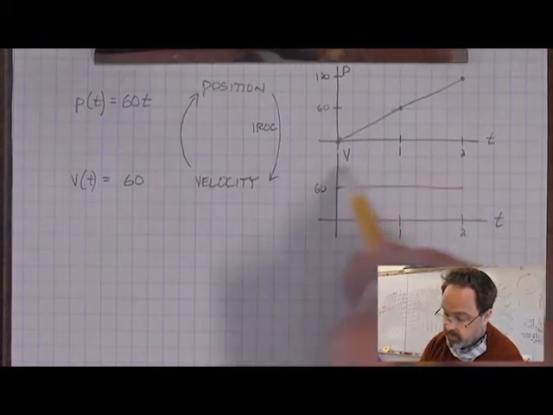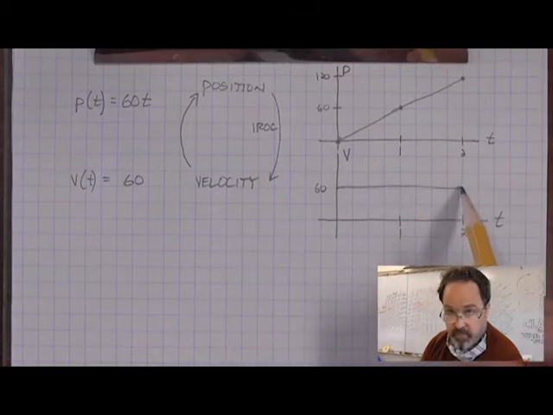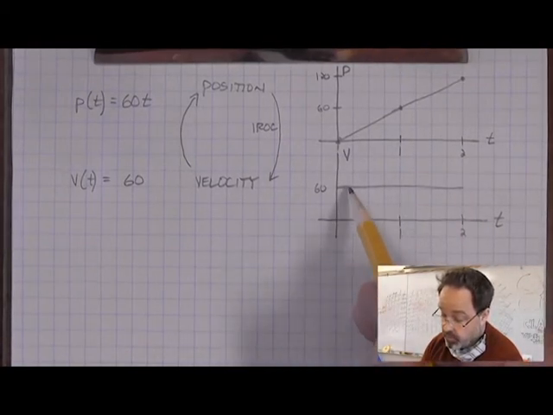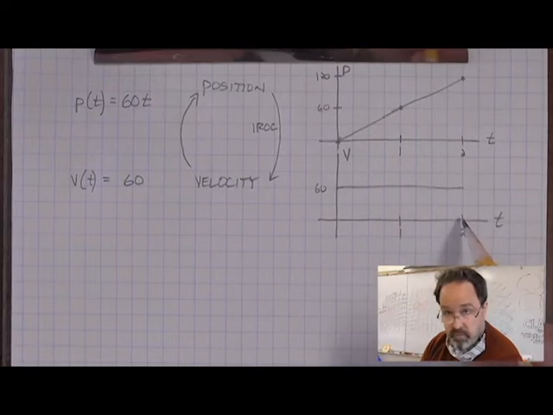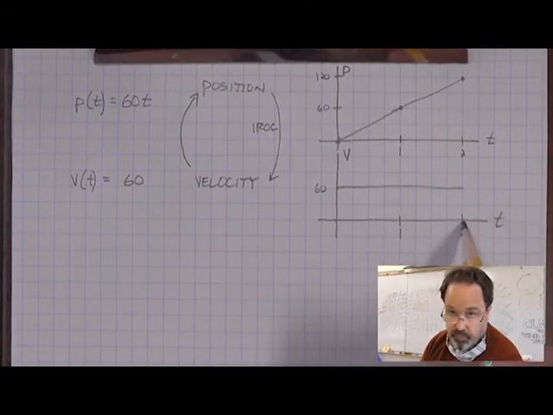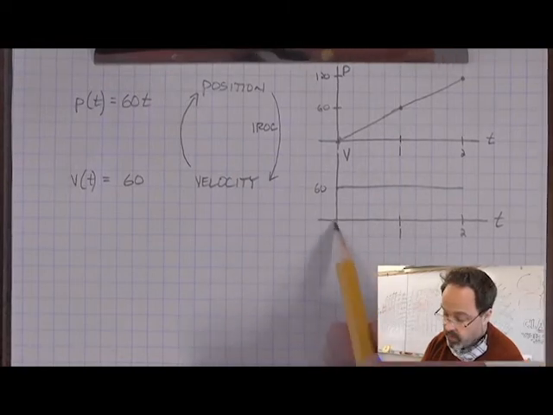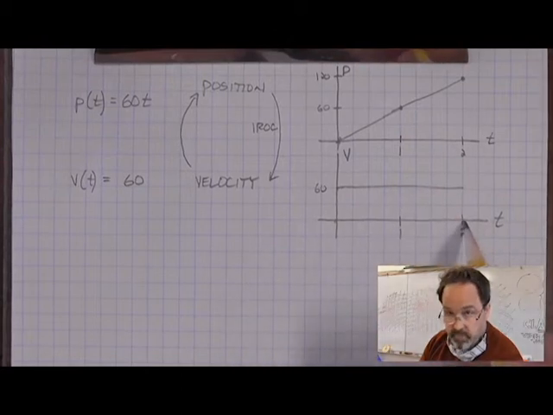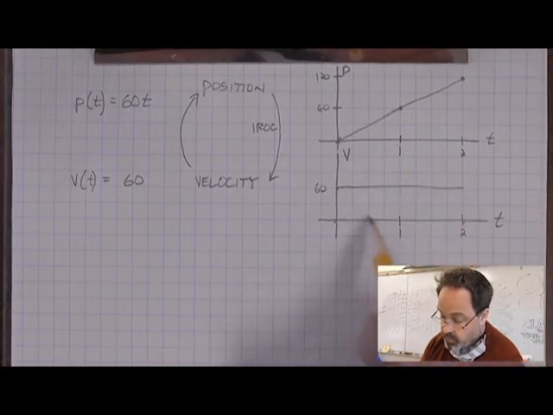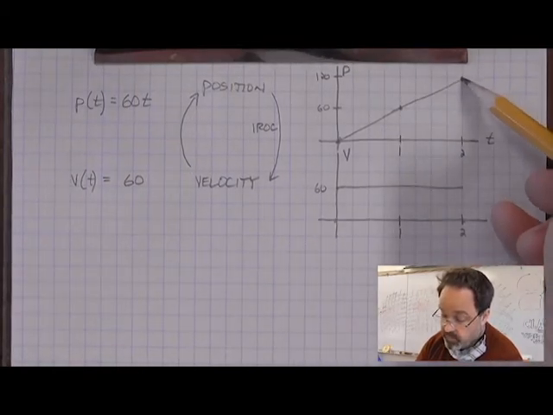If I was given the velocity information, the velocity graph, this constant 60, look at the area under the curve of this velocity graph. Its shape is a rectangle, so its area is simple to calculate. We've got a base measure of 2 and a height of 60. 2 times 60 is 120. So after 2 hours, the area under the velocity curve is 120, which corresponds to the position after 2 hours.